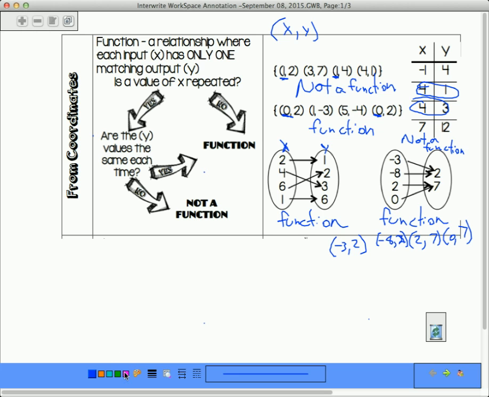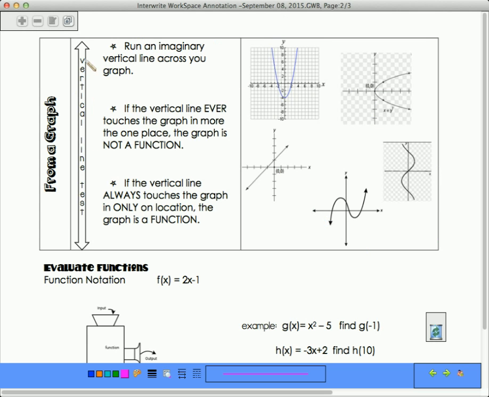All right, now let's talk about how to tell from a graph. Looking at a graph, we're going to check for a vertical line test. To use a vertical line test, you run an imaginary vertical line, or your pencil, across the graph. If the vertical line ever touches the graph in more than one place, that means an x is going to two different y's. So that means the graph is not a function. If the vertical line always touches the graph in only one location, then the graph is a function.